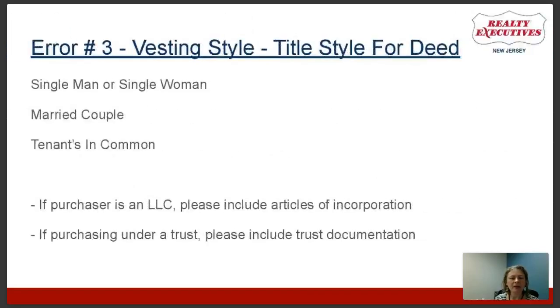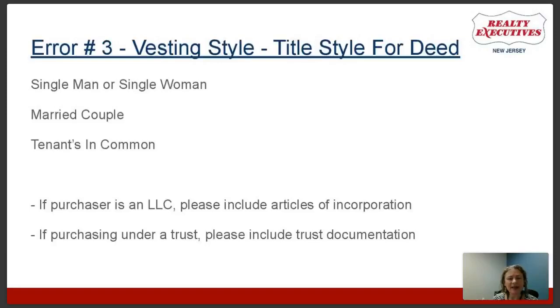Now let's talk about the vesting style, or the style for the title or the deed. If somebody is a single person, whether it is a single man or a single woman, that needs to be included in the contract. Also if it's a married couple, or if it's tenants in common. If it's a married couple, they're buying together and they have a specific type of deed that they will get. But if it is two partners who are buying in their name, that would be tenants in common.